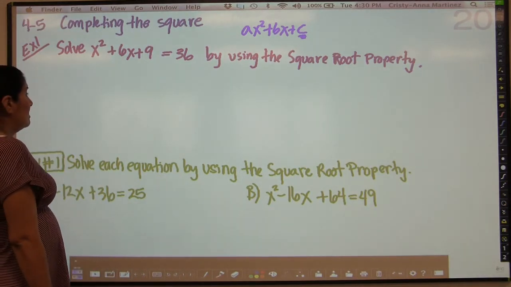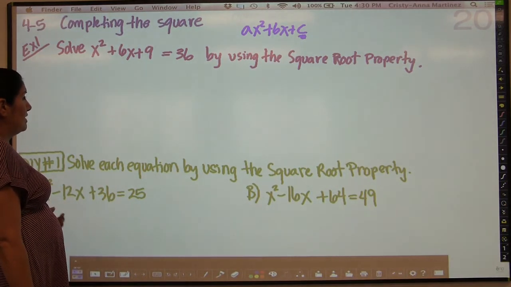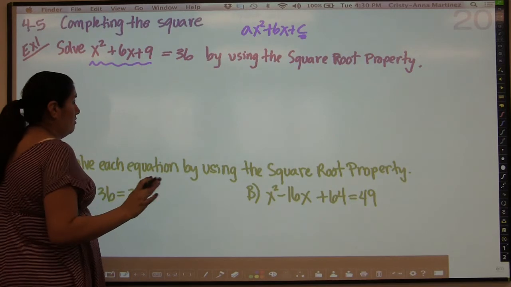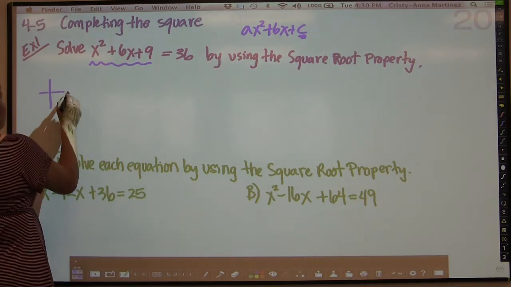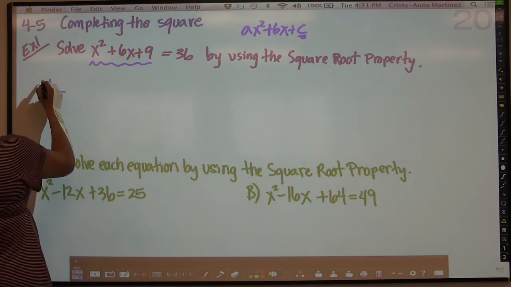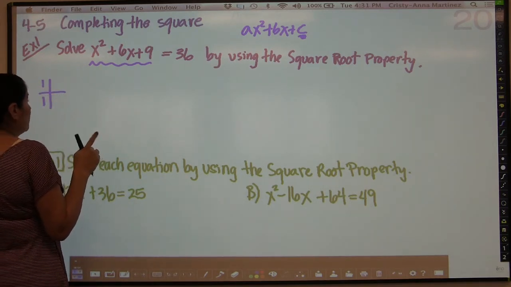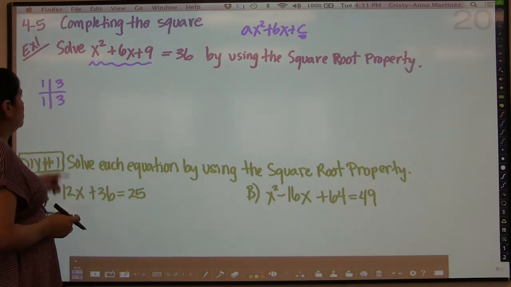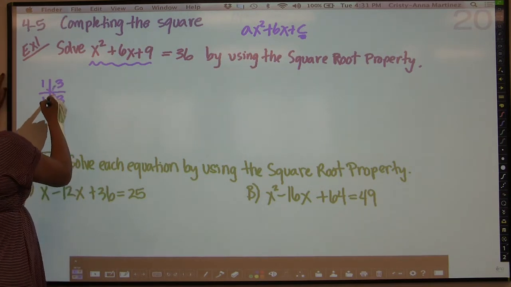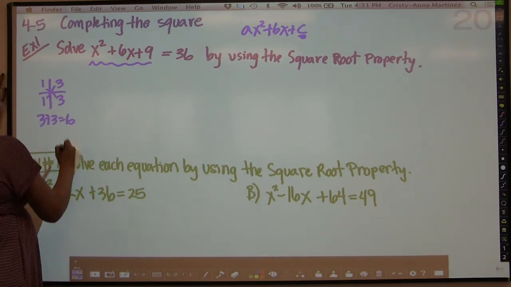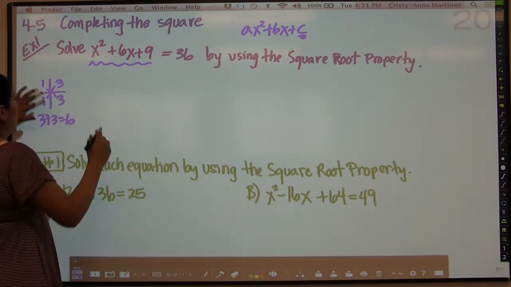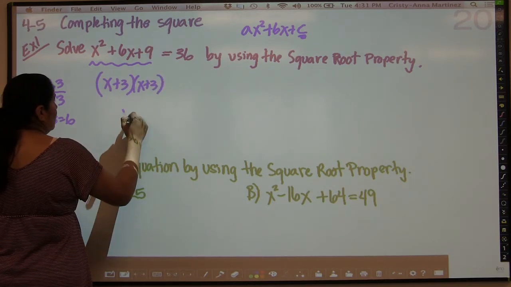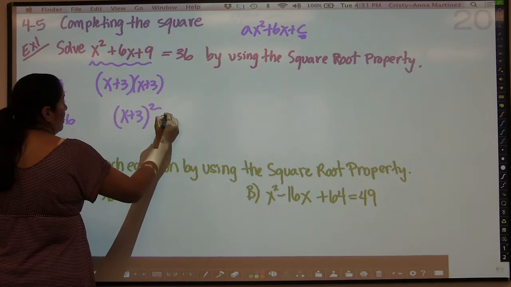So instead of moving the 36, I'm just going to concentrate on this portion and leave the 36 over there for the moment, and try to factor the left-hand side the way I normally do. So I'm going to put a 1 and a 1, and because that's a perfect square, it's supposed to be 3 and 3. In other words, these numbers should be the same because 3 times 3 is 9, and 3 plus 3 is 6, which is our middle term. So when I factor this, I get x plus 3 times x plus 3. In other words, x plus 3 squared equal to 36.